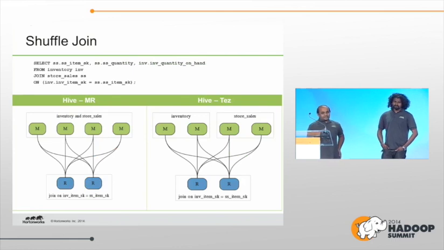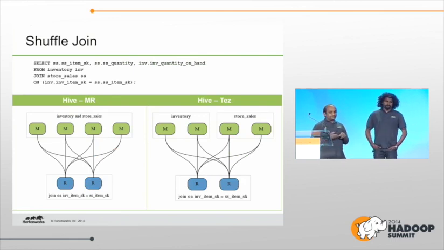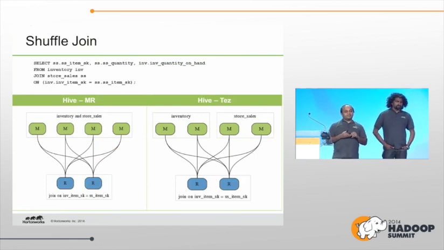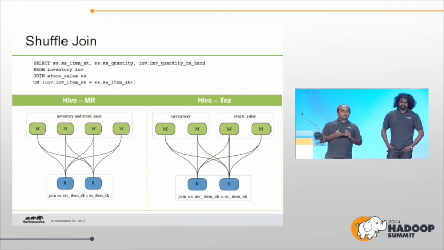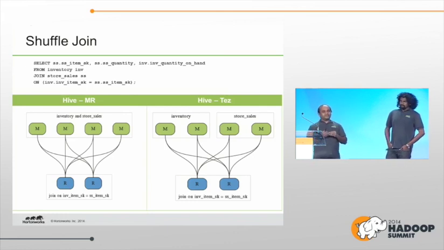So another example is a shuffle join. Here these two plans look pretty similar, but there is a key difference: the mappers in the Hive-on-MapReduce plan would actually process both the tables, so that their partitions could be co-located on the reducer. This restriction is not there on the Tez side.